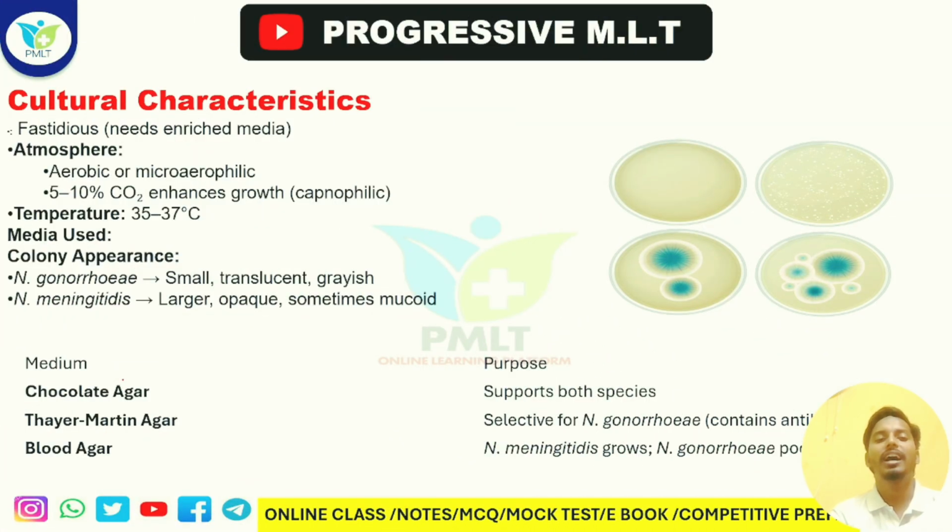Now I am coming to the cultural characteristics. Whenever we are discussing any bacteriology, we discuss in the particular form, right? Firstly we understood morphology, now we are coming to the cultural characteristics. See, it is fastidious. Fastidious means they cannot grow in ordinary media. They require enriched media. They are aerobic or microaerophilic, means they require oxygen or a little level of oxygen. And 5 to 10% CO2 enhances the growth, means capnophilic.